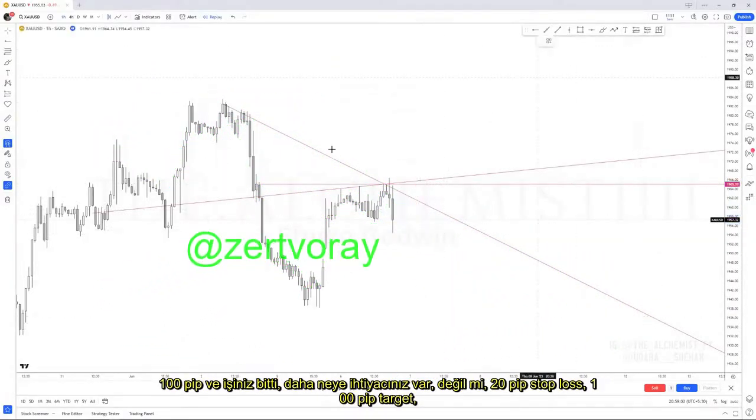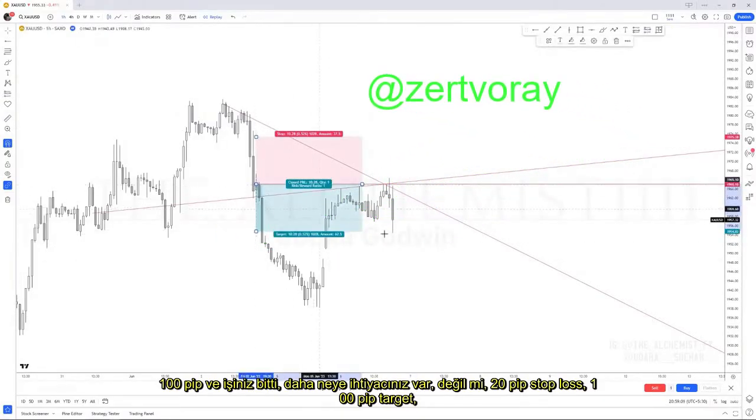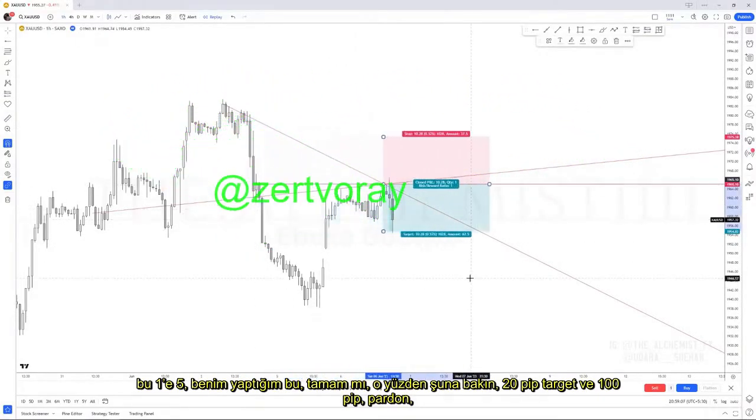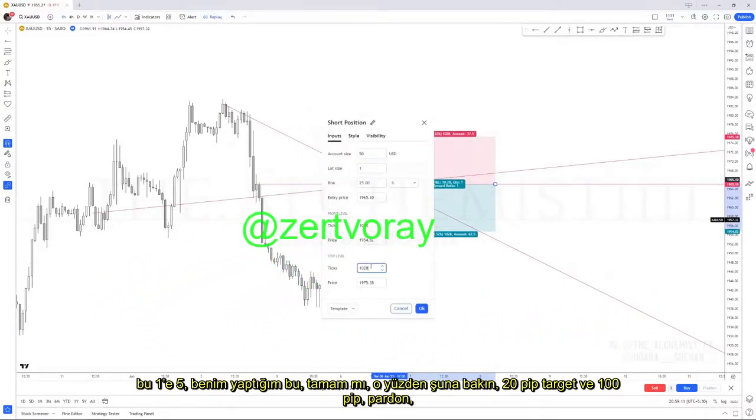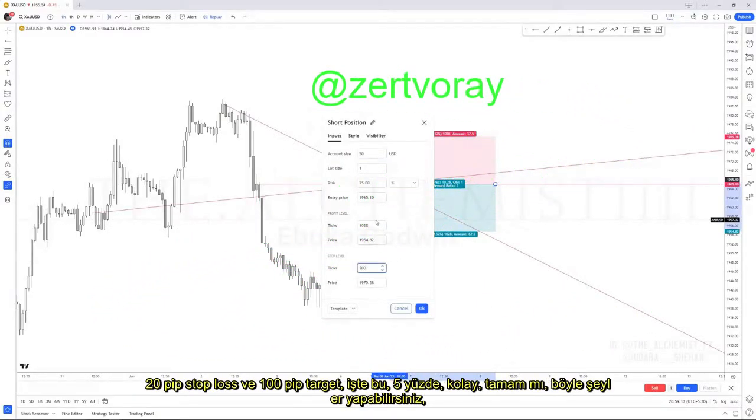What more do you need, right? 20 pips stop loss, 100 pip target. That's a 1 to 5. That is what I do. Okay, so look at this. 20 pip stop loss and 100 pip target.